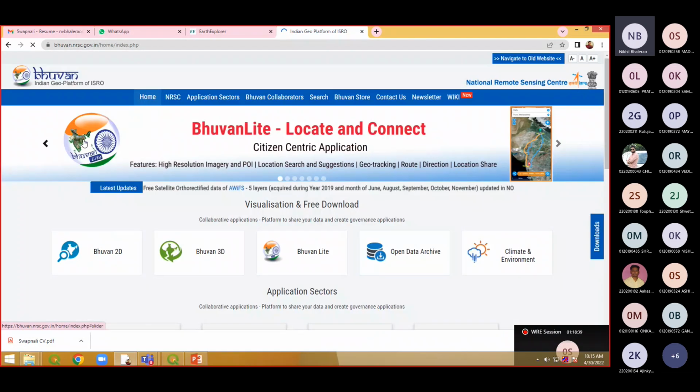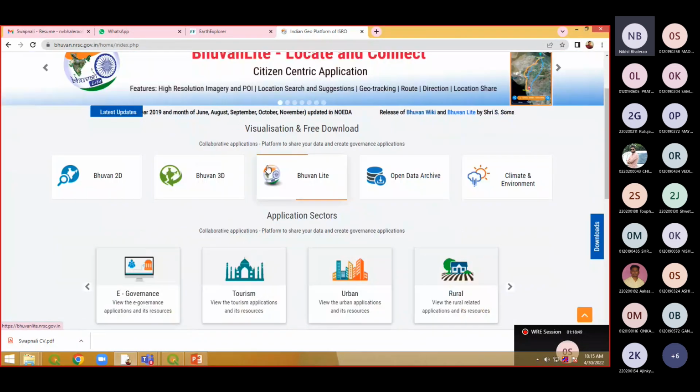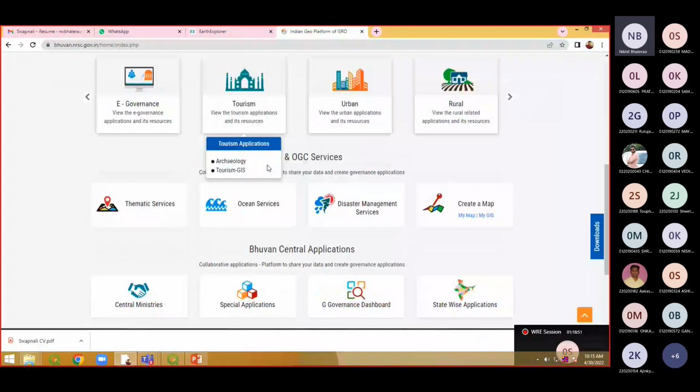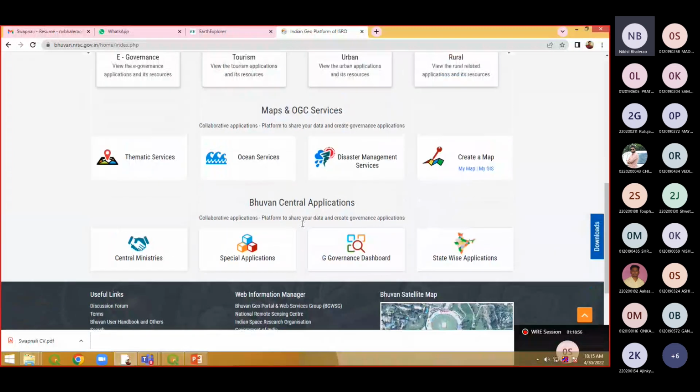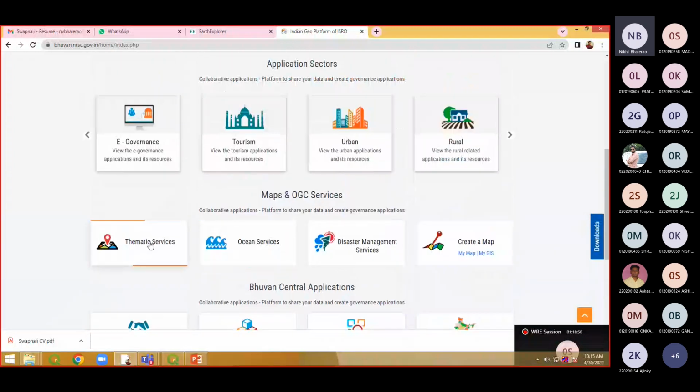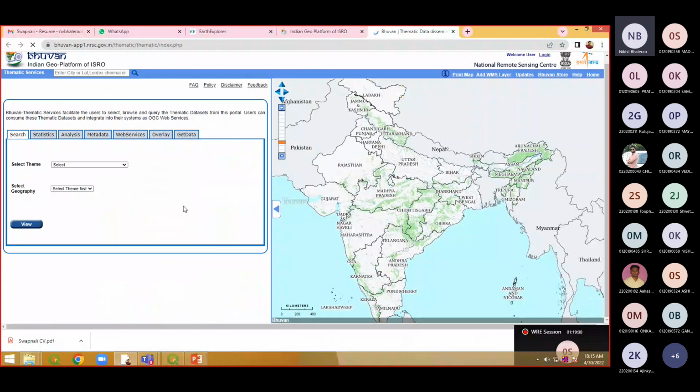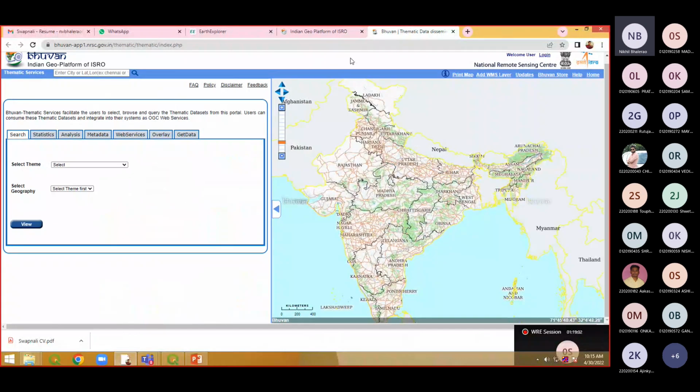So you can also search on this website for various types of data sets which are remotely sensed data. These are available on this particular website. Okay, so you can just go through this website also. You will be able to get the various maps. You just need to go to the thematic services, and under these thematic data you will find again such criteria: statistics, analysis, metadata, web services. That particular data you can get here.